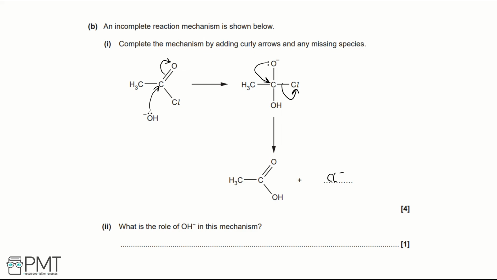For this question, you get a mark for the curly arrows in your reagent, so each curly arrow in your reagent gets a mark. Then you get a mark for the curly arrow in your intermediate going from the lone pair on the O minus to the carbon, and then you get 1 mark for having the curly arrow from the carbon to the chlorine and writing that this would produce Cl minus.